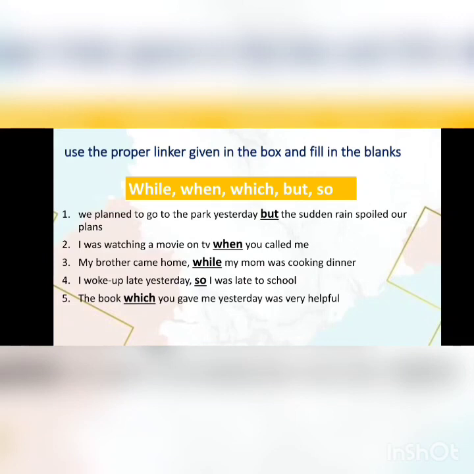We will frame the sentence using this linker. We planned to go to the park yesterday, but the sudden rain spoiled our plan. I was watching a movie on TV when you called me. My brother came home while my mom was cooking dinner. I woke up late yesterday, so I was late to school. The book which you gave me yesterday was very helpful. Students, I think you understood linkers. Let us see the next one.